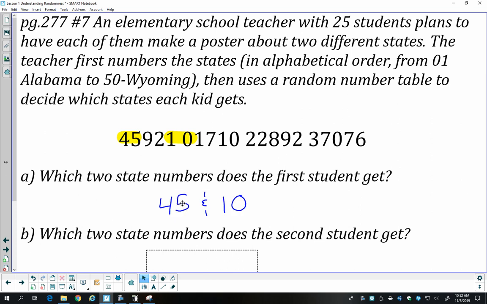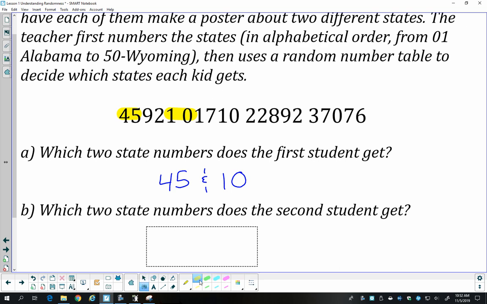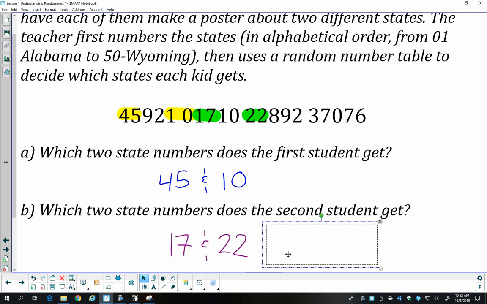Now, I don't know off the top of my head the names of those states in alphabetical order. Surely you could figure that out if you really want to. The second student would have gotten our second 2 random numbers, 17 and 22. Remember, we skipped 10 because it was already produced once over here. So student 2 gets the states numbered 17 and 22.